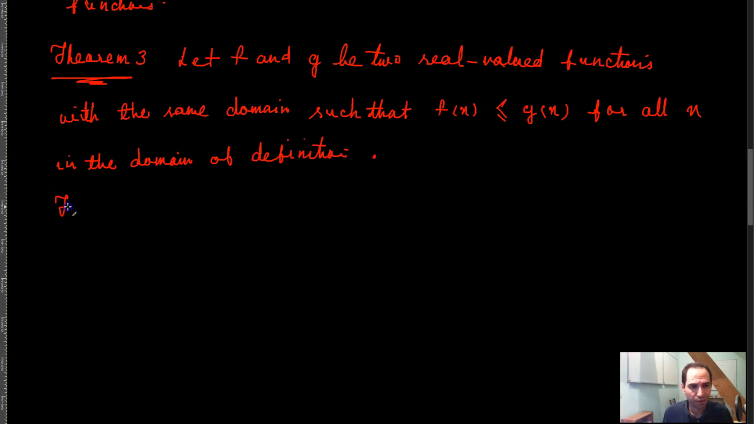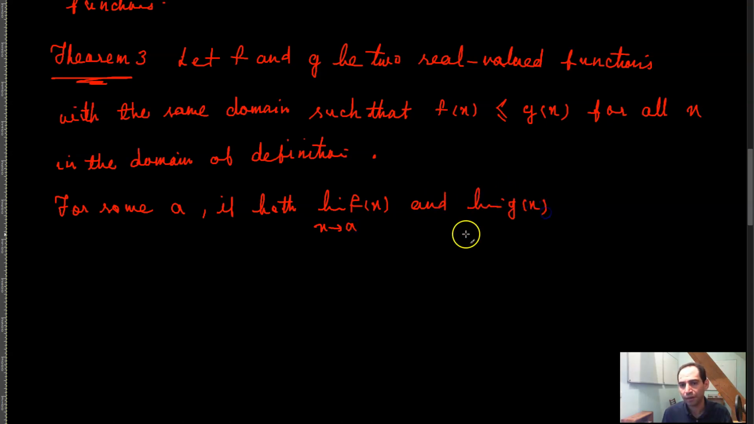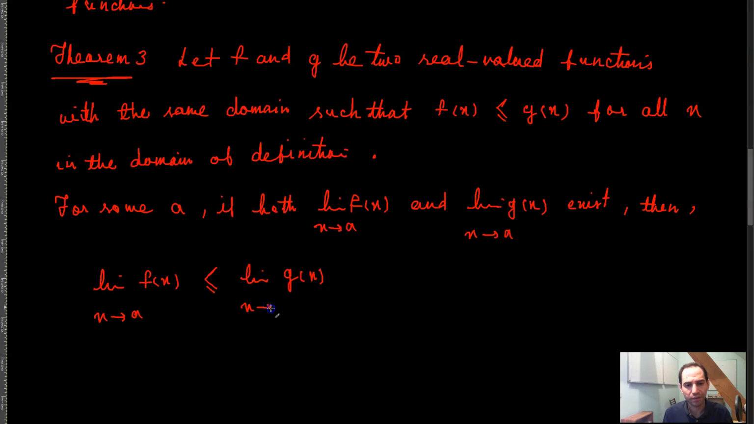Now, you can say that for some a, if both the limit of f of x as x tends to a and the limit of g of x as x tends to a exist, then the limit of f of x as x tends to a is less than or equal to the limit of g of x as x tends to a.